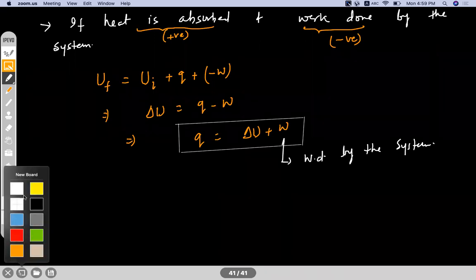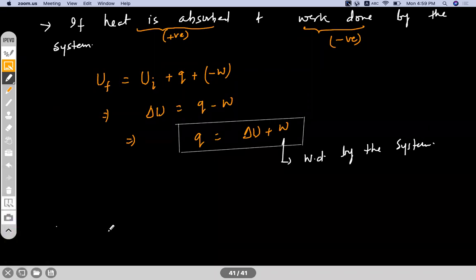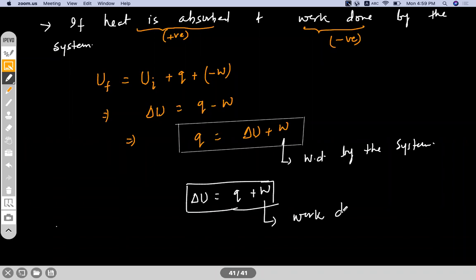Okay, so if this is the expression for work done by the system, and if the expression is delta U is equal to Q plus W, this means work done on the system. Clear? So this is the difference in the two expressions, on the system and by the system, a convention difference.